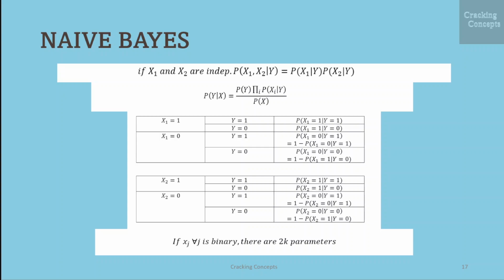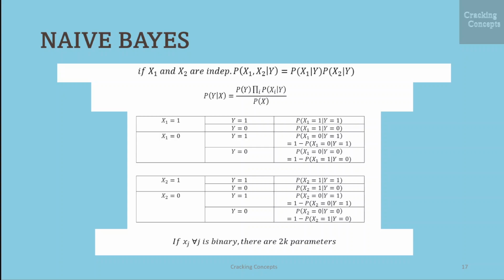That is, if x1 and x2 are independent, then p of x1 comma x2 given y is equal to p of x1 given y into p of x2 given y. P of y given x will be p of y into the product of p of xi given y by p of x, which is the new naive Bayes classifier. So for the table given here, we will see that naive Bayes will need only fewer parameters, that is 4 in this case.